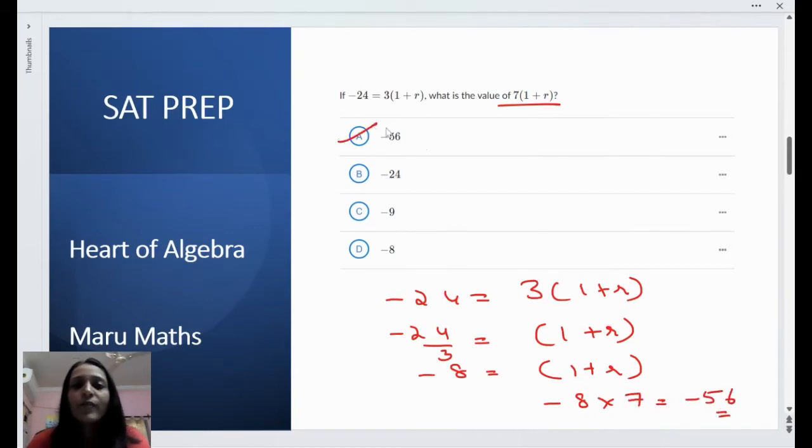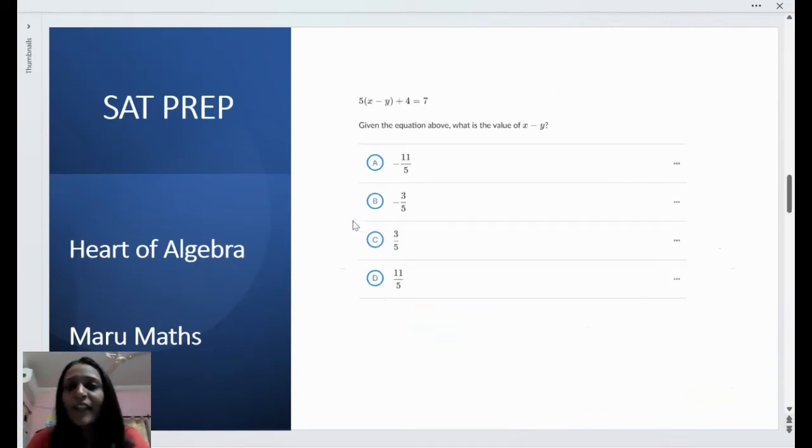So your answer should be A. This way, instead of wasting time in finding the value of r and then finding the value, you can directly use the equation and figure out the value in a much faster manner. All right. Now let's go to the next question.